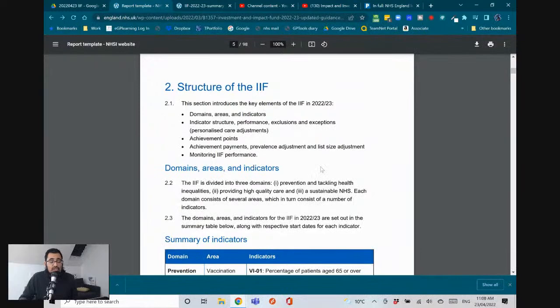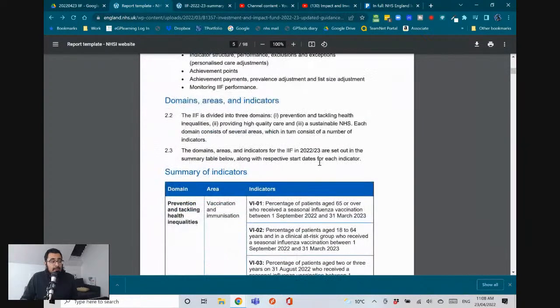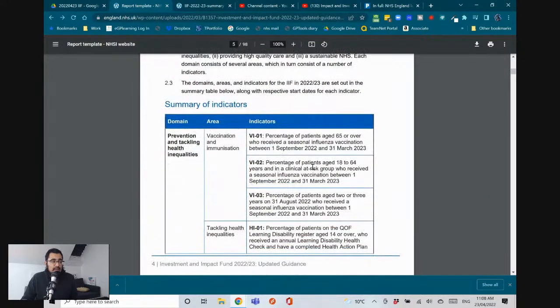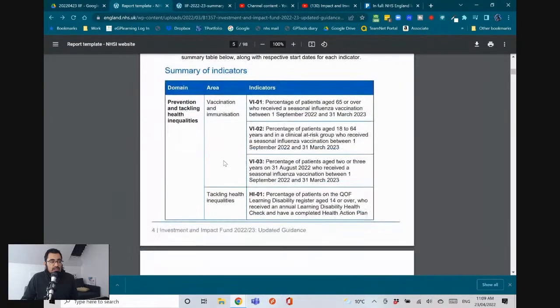The next section summarizes the different criteria, and I'm going to cover this really briefly because the detail is more later down in terms of the indicators. The prevention tackling health inequalities domain is split into different sections, including vaccination and immunisations, and this is particularly seasonal flu vaccinations for various different cohorts, so V1, V2, and V3, as you can see there.